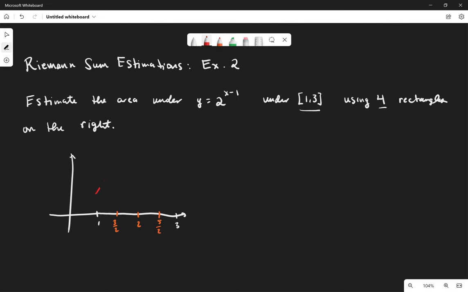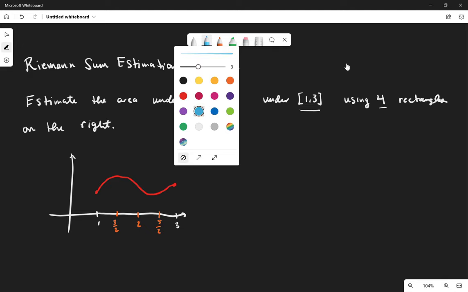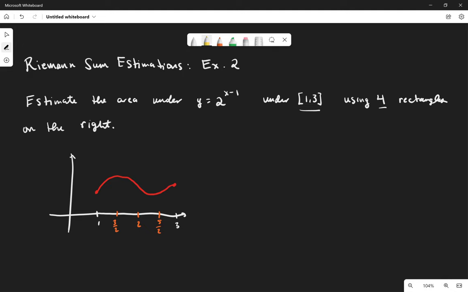Next, I'll just draw my function and draw the rectangles. Do that in a little bit of a different color. On the right, I want to touch. So there it is on the right.